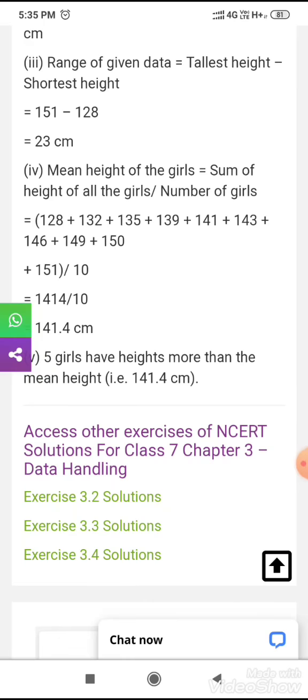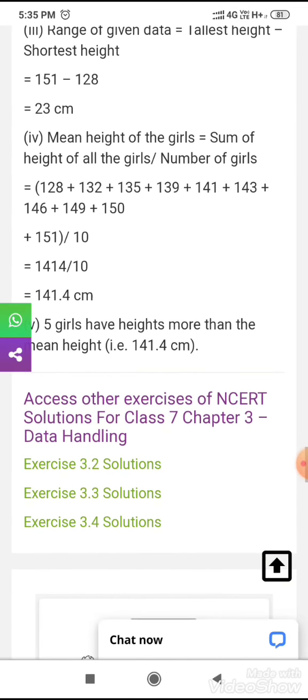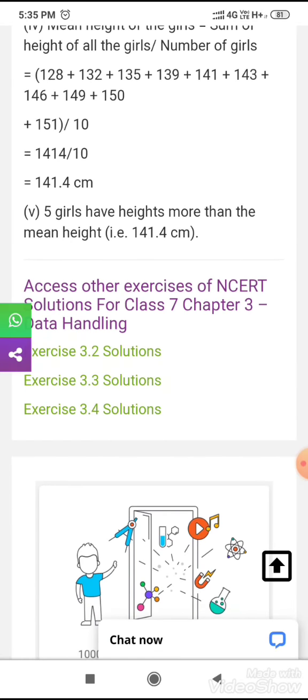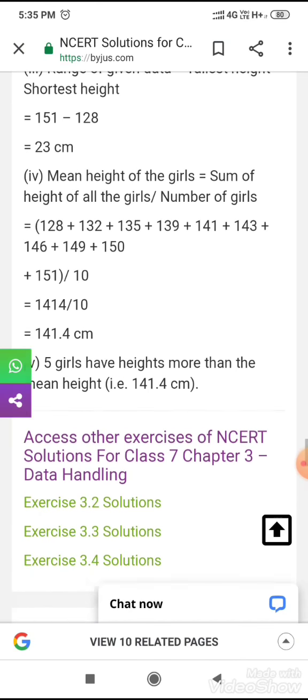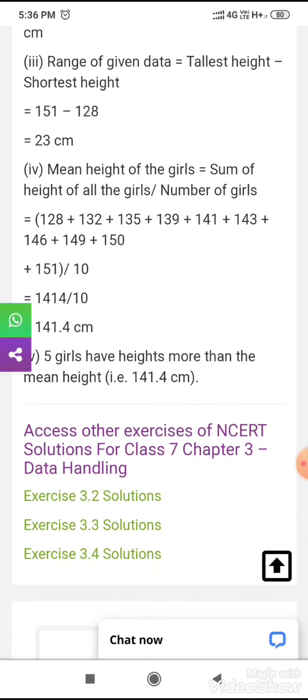In the fourth part, we have to find out the mean height. For this, we add all the heights of the girls and then we divide it by the number of girls. So the sum of the heights of all girls is 1414 and the total number of girls is 10. So the mean height is 141.4 centimeters. In the fifth part, we have to find out how many girls there are whose height is more than the mean height. So it is clear from the data that 5 girls have heights more than the mean height.